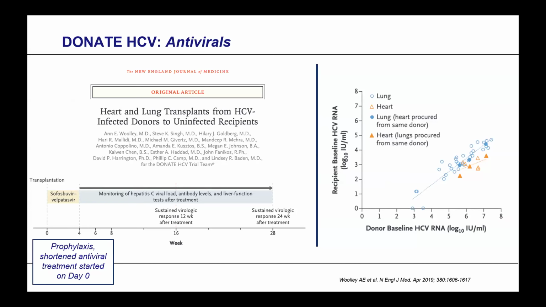I want to call your attention to the panel on the right, because I think this was the thing that we learned most from this study: that the recipient baseline hep C viral load that was drawn right after the organ was implanted was directly proportional to the donor hep C viral load, though a few logs lower, showing us that this is not something that's one size fits all, that it's very much dependent on the donor quantitative viral load. So that would argue to say, well, this is great.